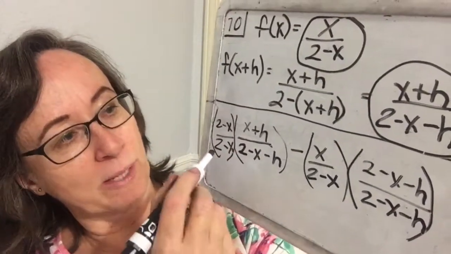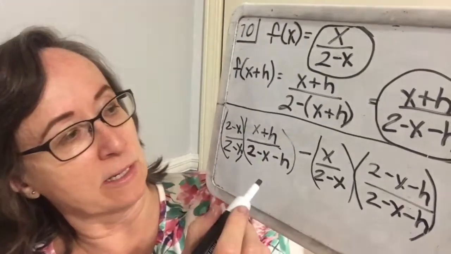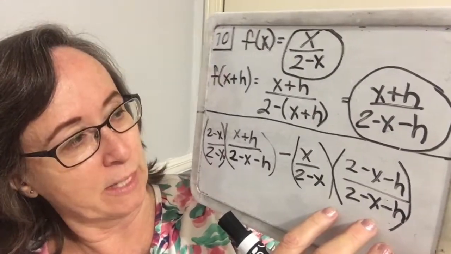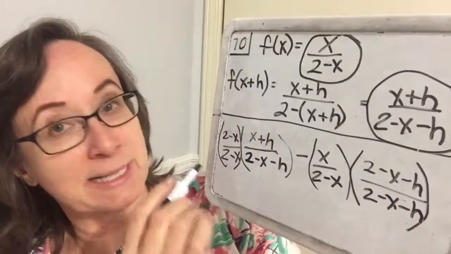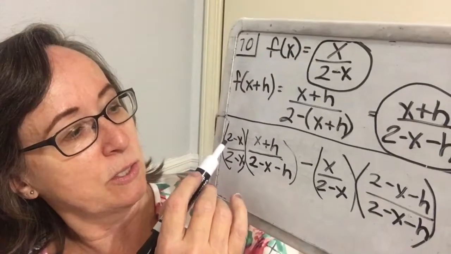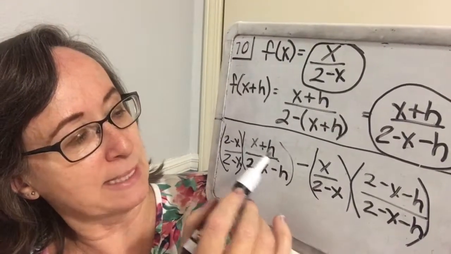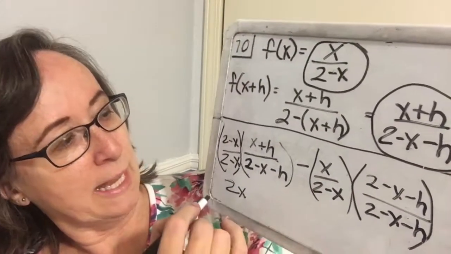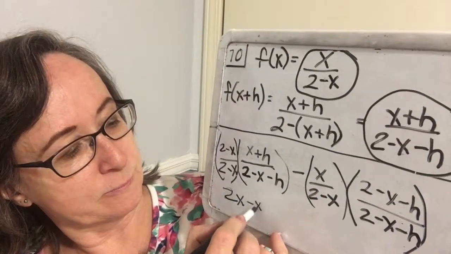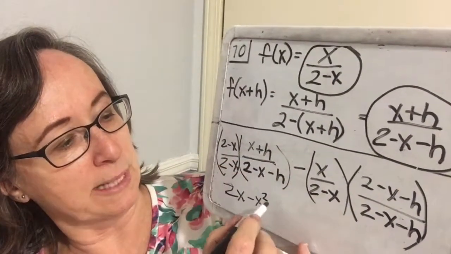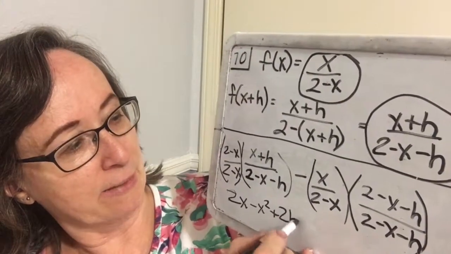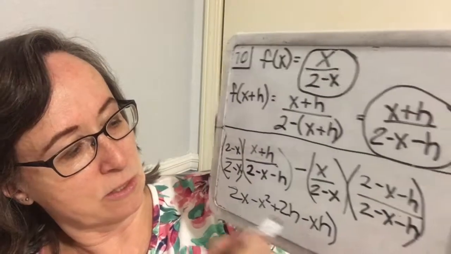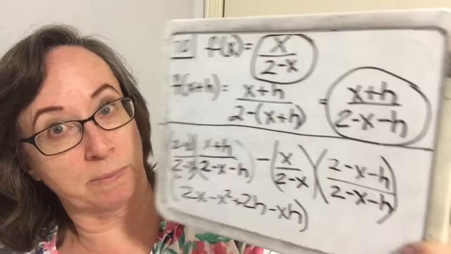So now when I multiply this together, I'm not going to worry about the denominator. What does the numerator become? These two denominators are now the same, so I can combine the numerators, but let's see what I get. If I take 2 minus x and multiply it by x plus h, I'm going to get 2x and then a minus x squared for the inside. The outside is a plus 2h. And the last is a negative xh. Okay, so that is this numerator multiplied together.